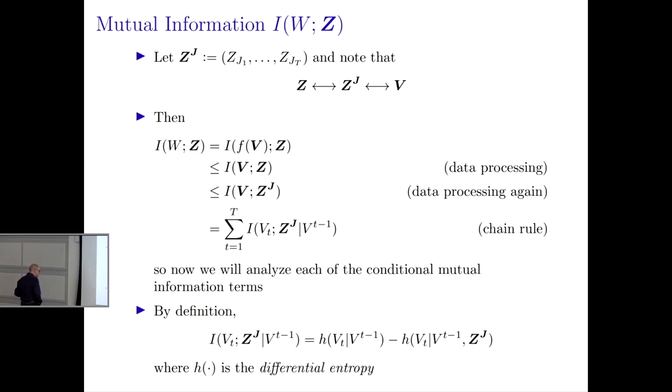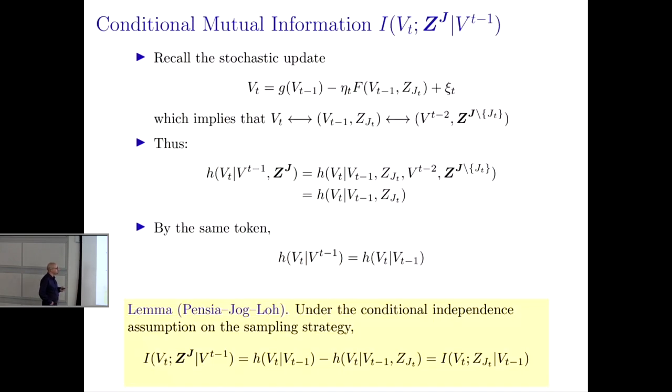And now this is where our various conditional independence assumptions come into play. So first of all, let's recall the stochastic update. This is how we generate the Vs. If you look at this, it's pretty interesting. You see that V is a randomized function. This CT is a Gaussian noise that's independent of everything. You just add it at each iteration. VT only depends directly, functionally as it were, on VT minus 1, the previous iterate, and the example that you see in that iteration. Therefore, other things such as all the previous iterates and the rest of the data set are not important as far as generating VT.